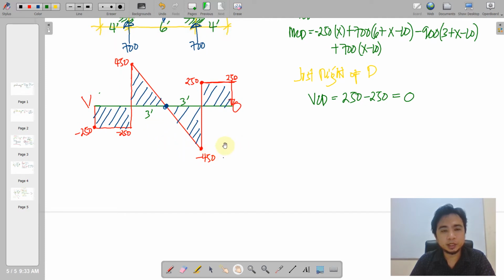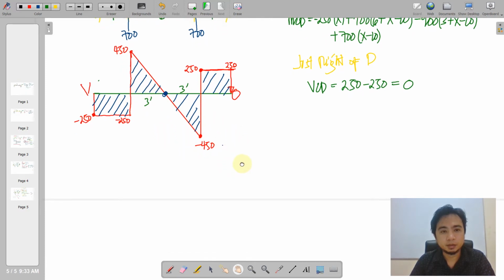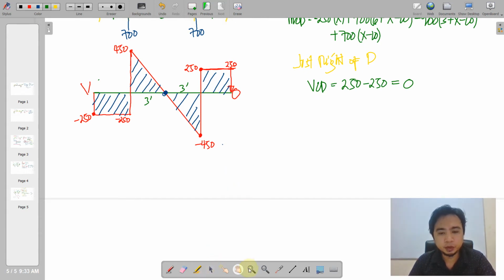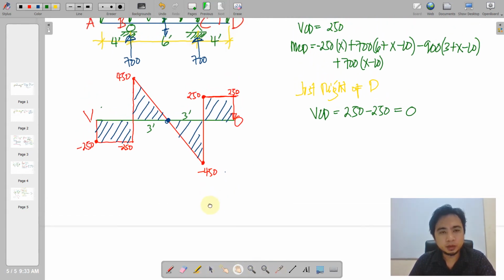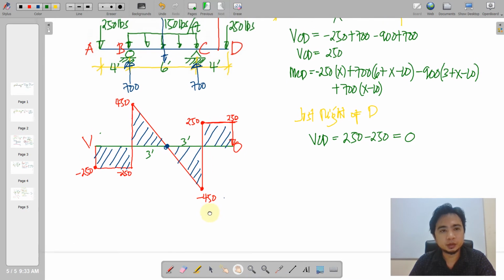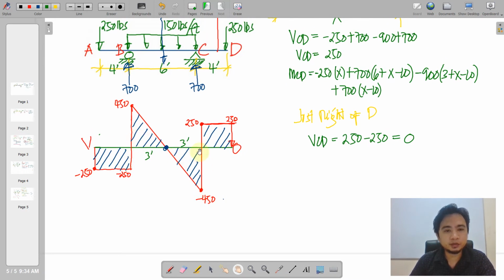So we also establish the moment diagram out of this by area. Of course, if you desire to have a faster solution, let us compute first the area of these shapes. Number 1, we have 250 here, and 4, if we multiply that, we have negative 1000. So that is a negative area here. And then another triangle, 450 by 3, that is 1350 divided by 2, we have 675.